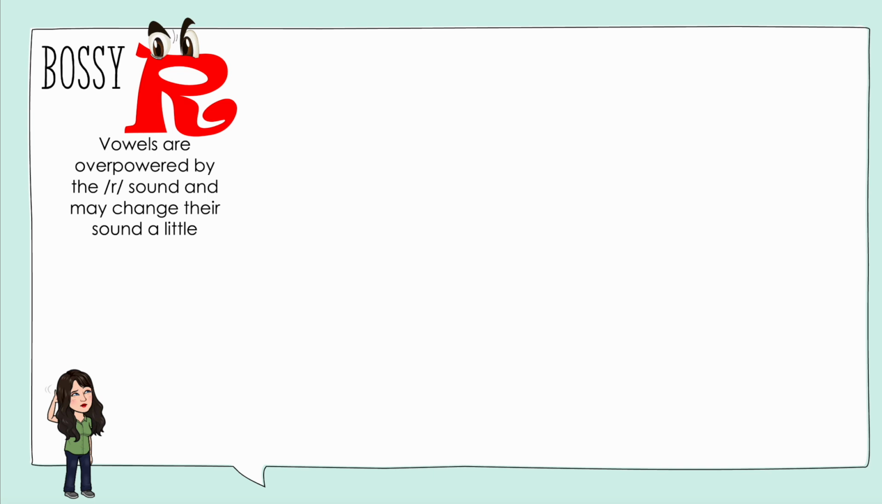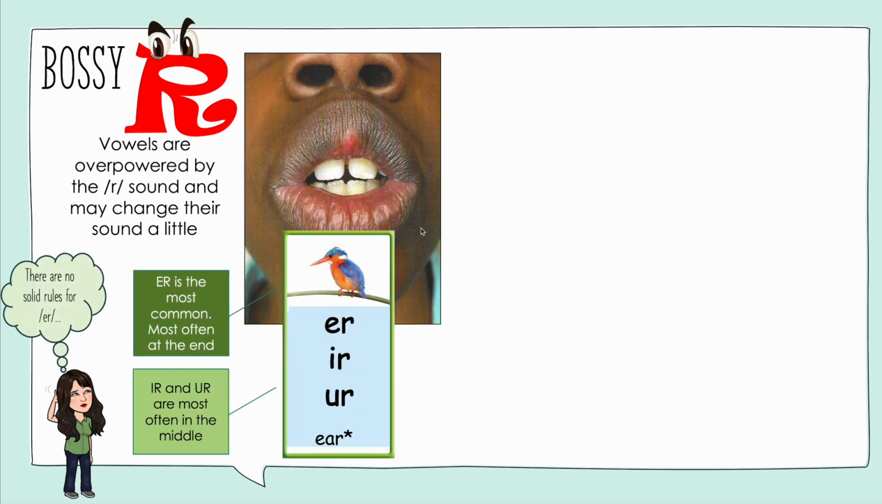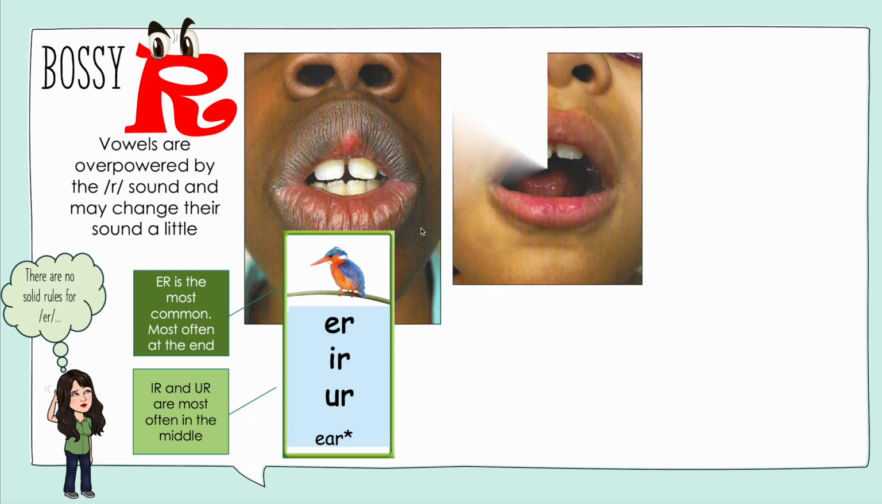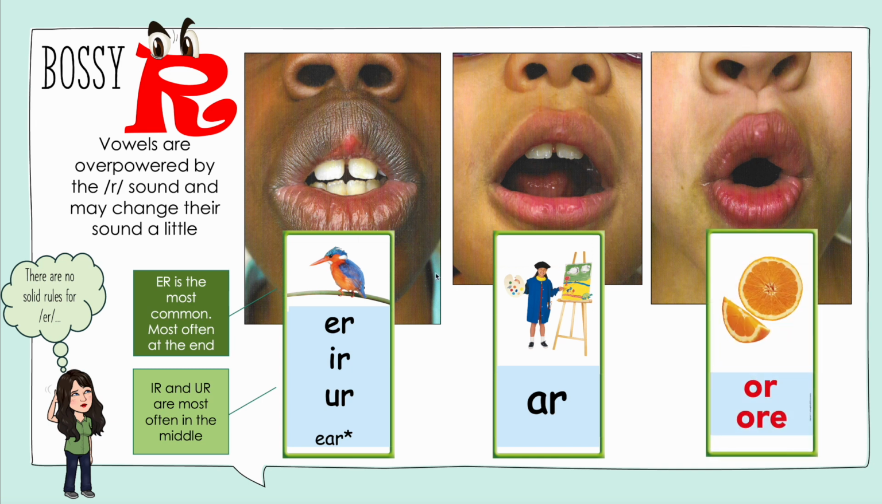Now, these are the R-controlled vowels, or vowel plus R is what I've also heard them referred to. And we are familiar with the fact that the R is so strong that it's going to overpower the initial sound and alter it so much that we consider them its own vowel sound. So here are the three basics that we know and love: ar, er, and or.